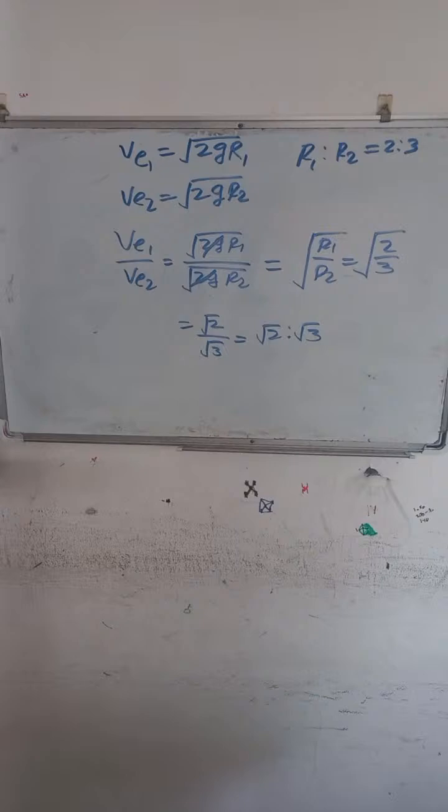So compare their escape velocities, and the escape velocities become root 2 is to root 3. Okay, check what they are asking. If suppose they are asking 2 to 1, then it will come root 3 to root 2. Everyone is getting up to here?